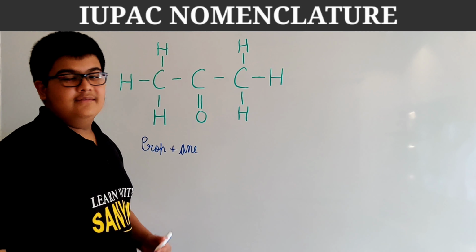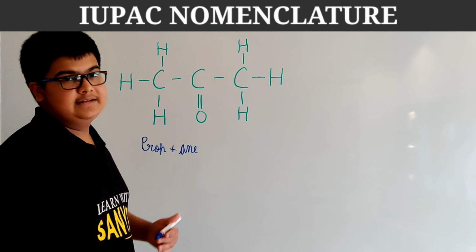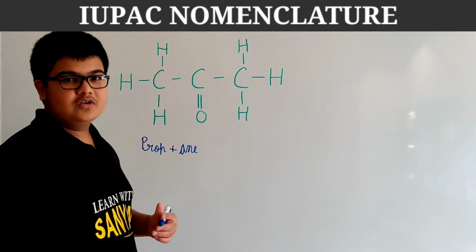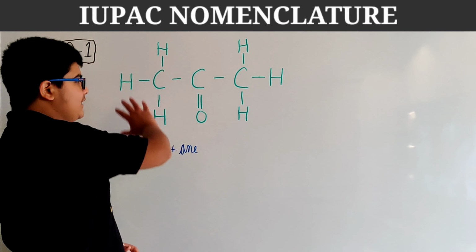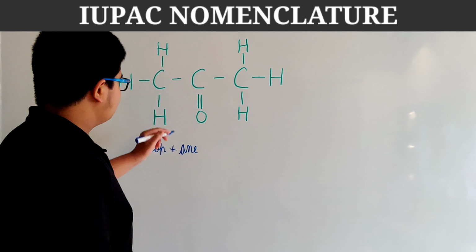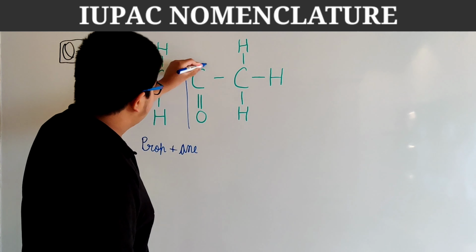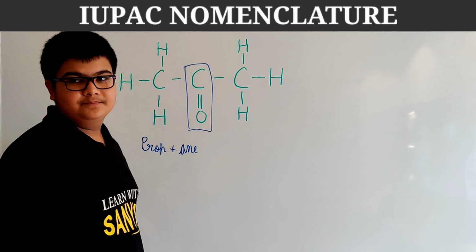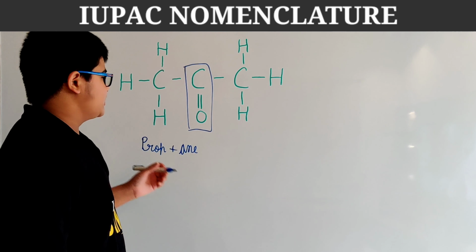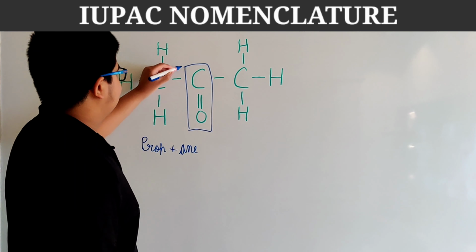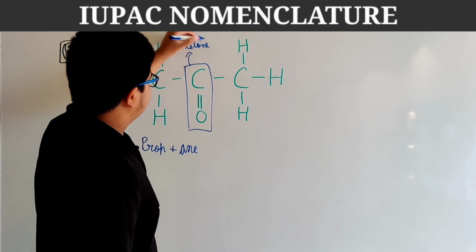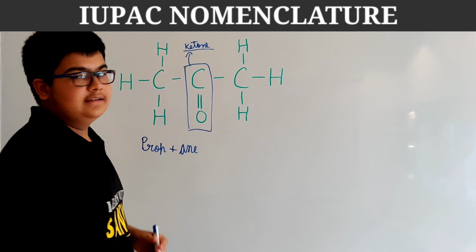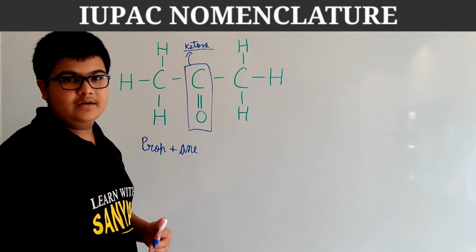Now step 3, we have to find if there is any functional group, and if there is a functional group then we have to add its suffix or prefix. Here you can see that the functional group C double bond O is present. So the functional group ketone is present. Now we know that the suffix for ketone is ONE, on.